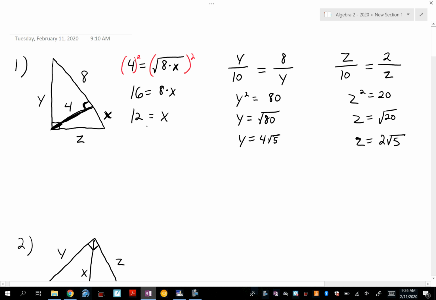So those are your three answers. x is 2, y is 4 times the square root of 5, and z is 2 times the square root of 5. So that's number 1. All right, and the way I would think about it is, in this number 1 example, it is telling you the altitude already. Okay, so it actually already has the altitude.